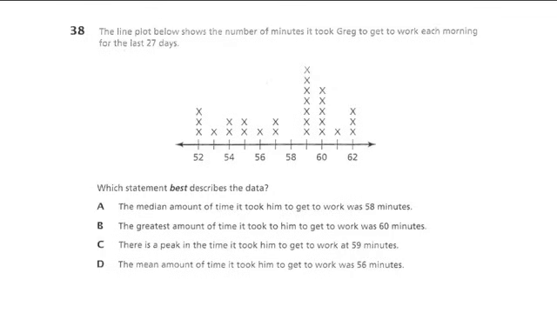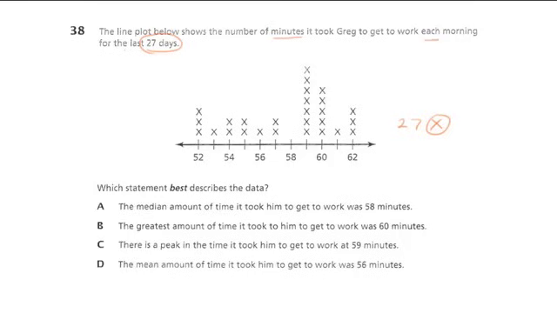Okay, number 38. In 38 we're given a dot plot, which here it's saying a line plot, and below it shows the number of minutes it took Greg to get to work each morning for the last 27 days. So if we counted them, 1, 2, 3, 4, there's going to be 27 X's there. And it says, which statement best describes the data?